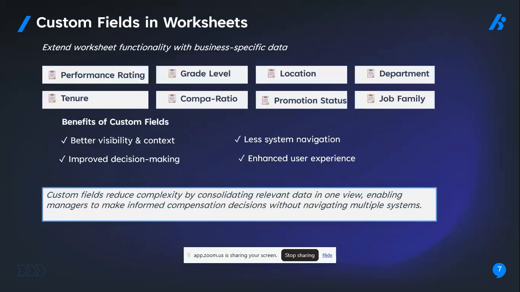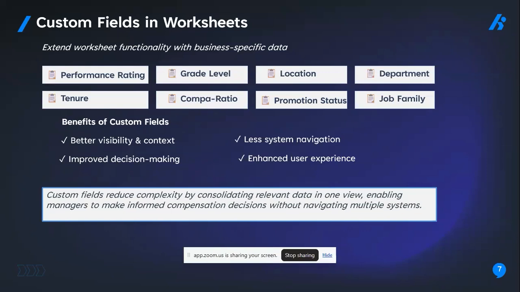Next is custom fields on the worksheet. Here's where the worksheet becomes truly powerful: custom fields. These are columns you add to the worksheet that display data relevant to the compensation decision. First is performance rating. This data is pulled from the performance management system so managers can see how the employee performed last year. Grade level. Some organizations have defined grades. This provides context for salary bands.